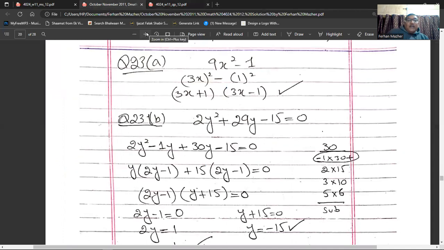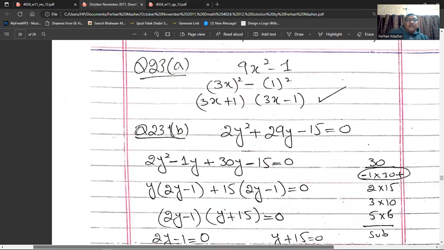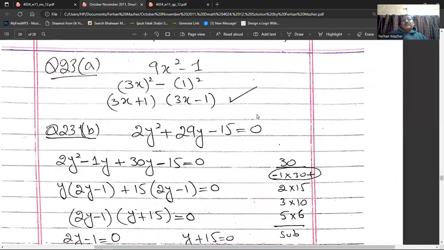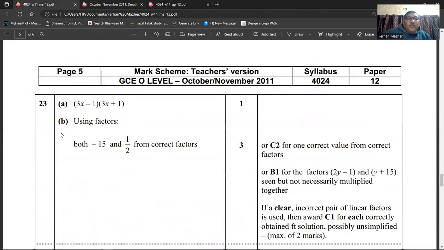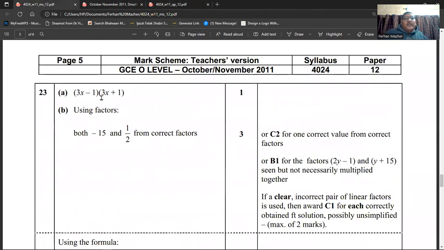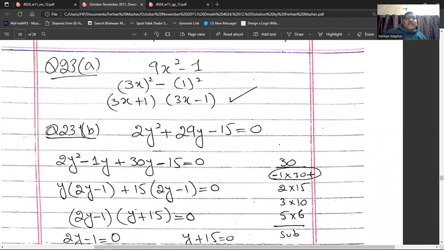So we can write it, this is a square minus b square, that is equal to a plus b, a minus b. So it will become 3x plus 1 in one bracket and 3x minus 1 in the other bracket. Very simple, straightforward factorization. Question number 23, so our answer is right.